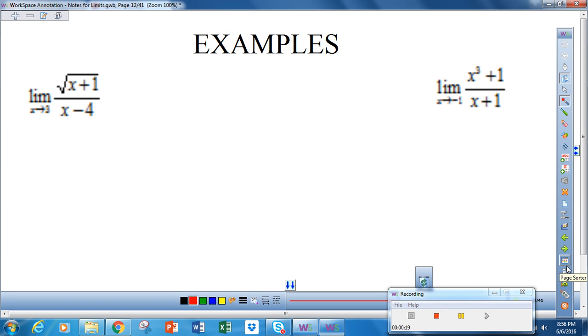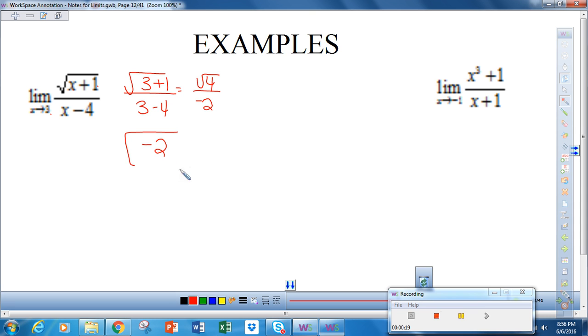As I said, we always start with direct substitution. If we get anything other than 0 over 0 or infinity over infinity, direct substitution is the quick and dirty way of evaluating the limit. So every place I see x, I'm going to replace it with 3. I get the square root of 3 plus 1 over 3 minus 4, which gives me the square root of 4 over negative 1, which is negative 2. Since I didn't get 0 over 0 or infinity over infinity, I'm good. So that is just negative 2. Easy peasy.